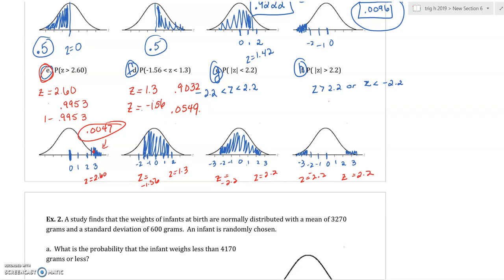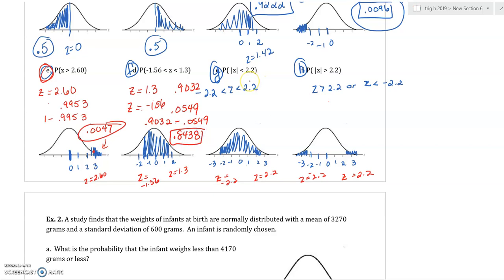There are a few ways you could do it. You could do 0.9032 minus 0.0549 and end up with an answer of 0.8438.